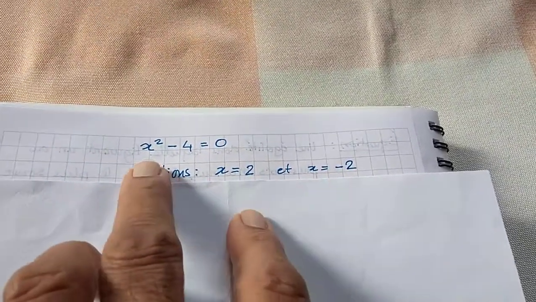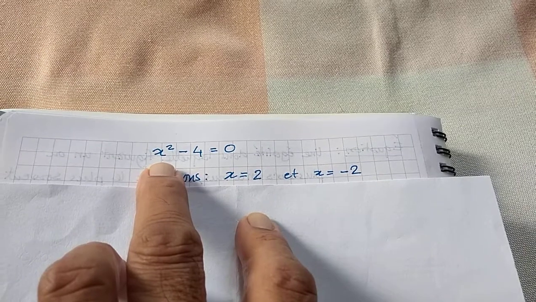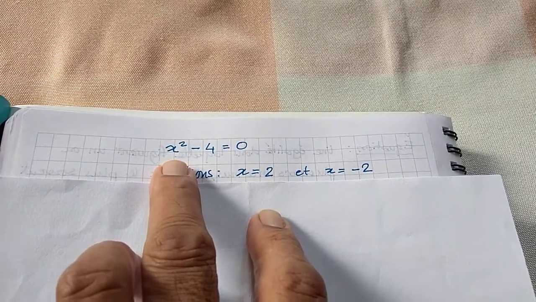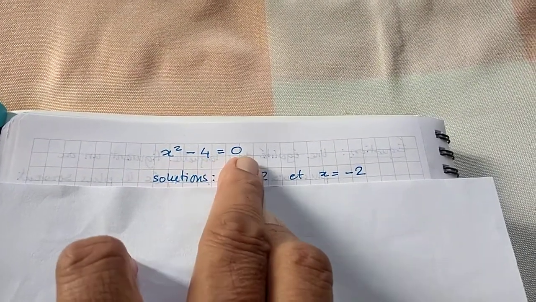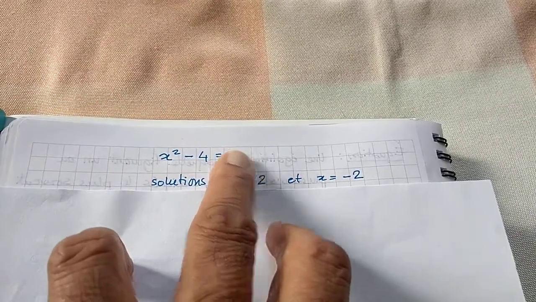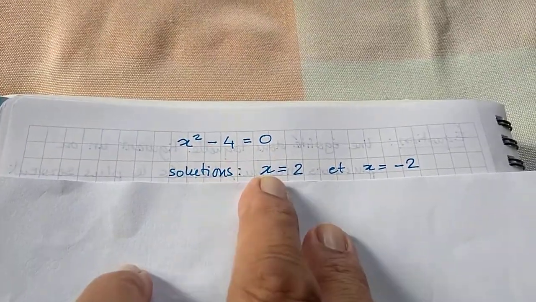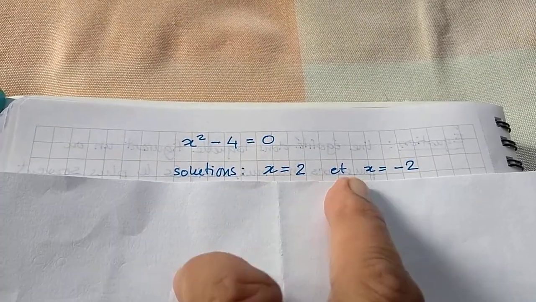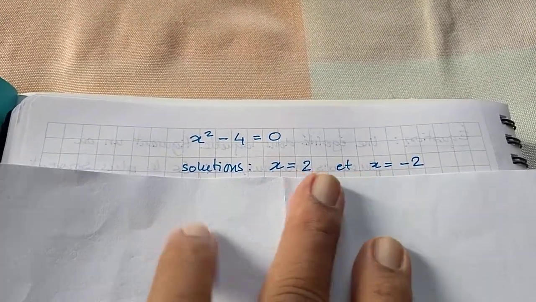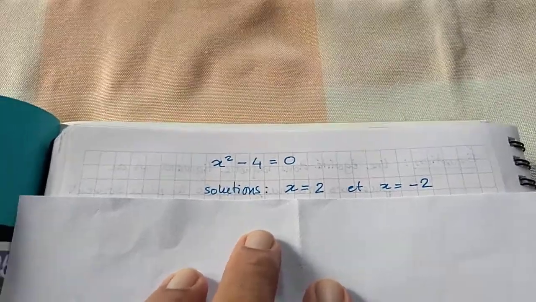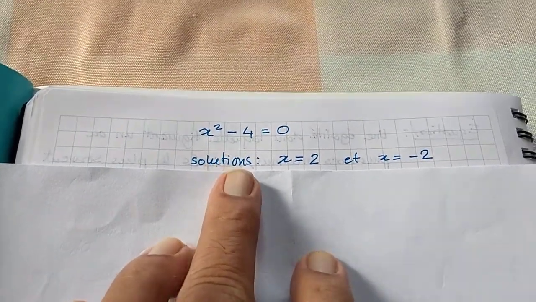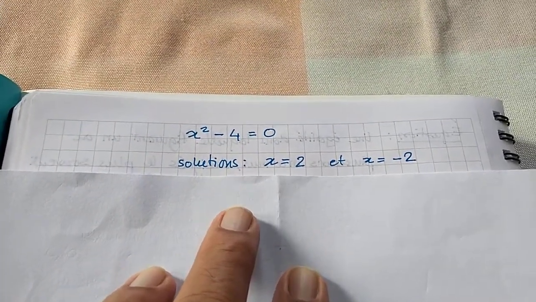Why? If you take minus 2 to the power 2, that is minus 2 into minus 2, that will give you plus 4. Plus 4 minus 4 will give you 0. So this equation, x square minus 4 is equal to 0, has two solutions. X is equal to 2 and x is equal to minus 2. So we've seen now an example of an equation that has more than one solution.